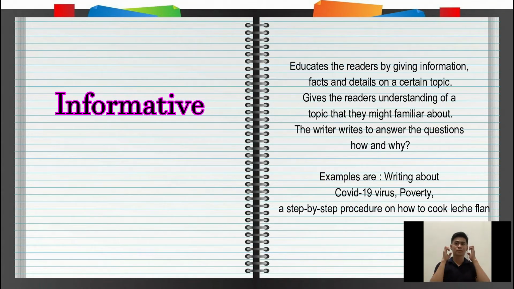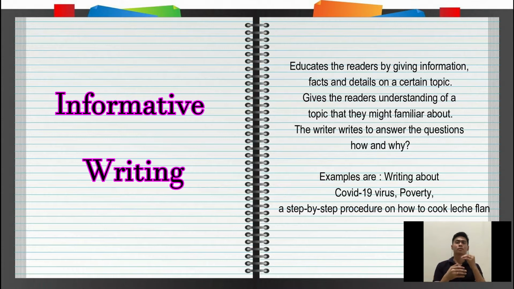Informative writing educates the readers by giving information, facts, and details on a certain topic. It gives the readers understanding of a topic that they might be familiar with. The writer writes to answer the questions how and why. Examples are writing about the COVID-19 virus or writing about poverty, as well as writing a step-by-step procedure on how to cook a leche flan perhaps, and any other topics that would inform us.